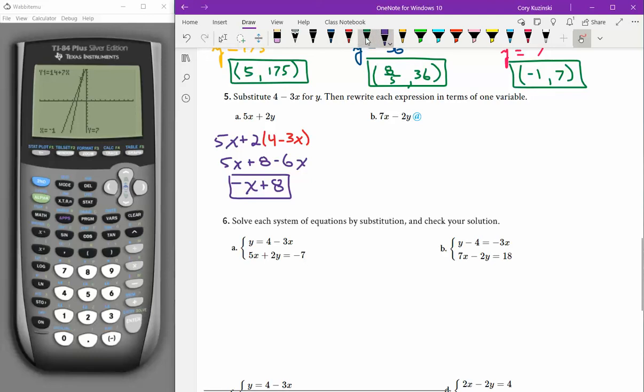Let's do that again. Let's go 7x minus 2 times 4 minus 3x. We'll distribute. -2 times 4 is -8, and -2 times -3x is +6x. Combine like terms. 7x and 6x is 13x, so 13x minus 8.